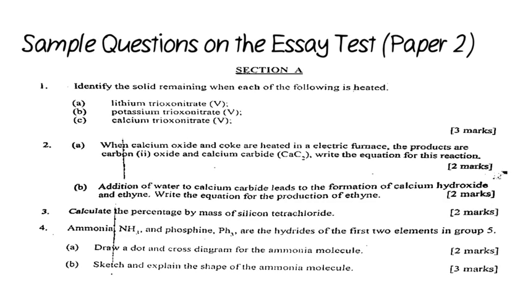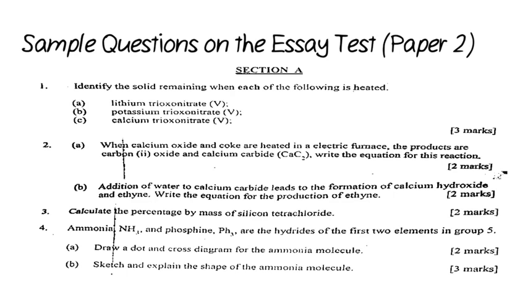These are sample questions on the essay test, that is paper 2, section A. Question 1 reads: identify the solid remaining when each of the following is heated: lithium trioxonitrate(V), potassium trioxonitrate(V), and calcium trioxonitrate(V).